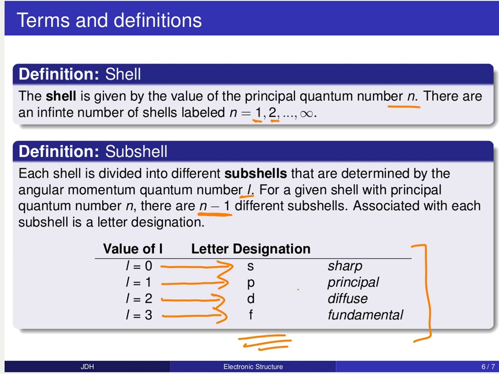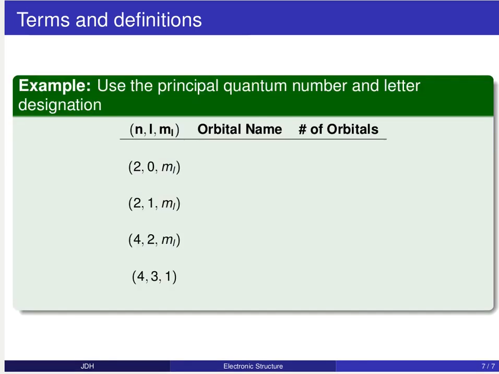And so these letters correspond to the text over here on the right: sharp, principal, diffuse, fundamental. These are all descriptions that describe the emission spectrum associated with transitions, like we talked about in a couple lectures ago, involving these different quantum mechanical states or orbitals. So that's sort of a sub point here. What you really need to remember is just this core correspondence between a value of L and a specific letter designation. Okay, so a quick example here to round out this mini lecture.